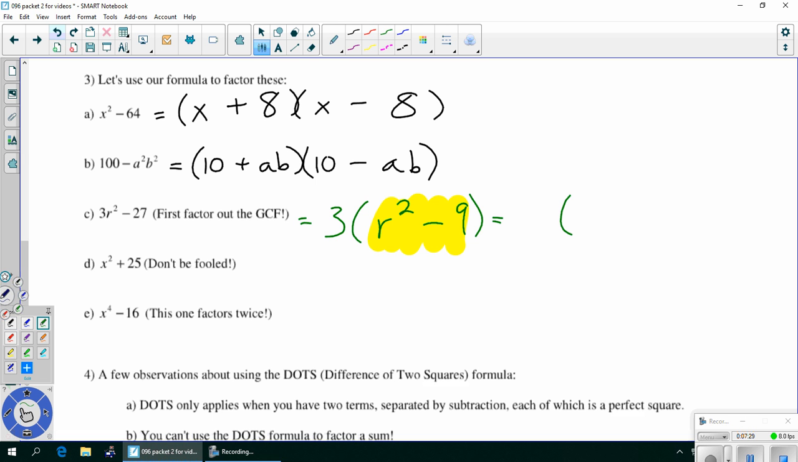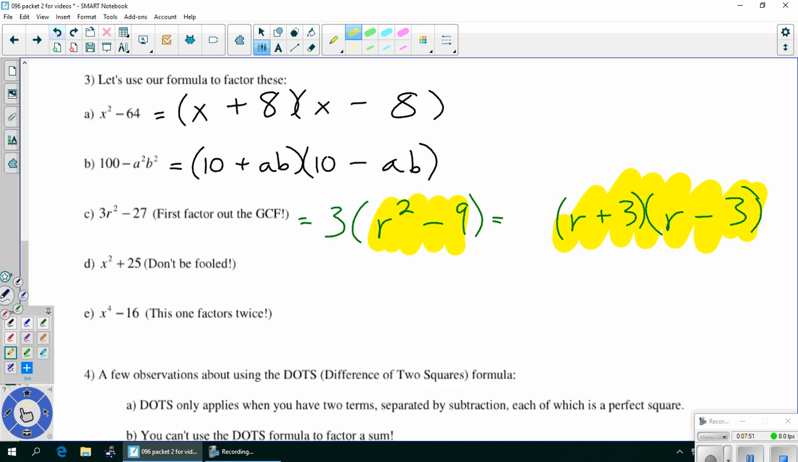So the r squared minus 9 becomes two parentheses. r squared came from r and r. 9 came from 3 and 3. 1 plus, 1 minus in either order. I will highlight in yellow. These two yellow things are equivalent to each other, but what we have omitted, and we're not allowed to omit, is that 3 sitting in the front. It doesn't go anywhere. Just copy it down. So this one is completely factored.